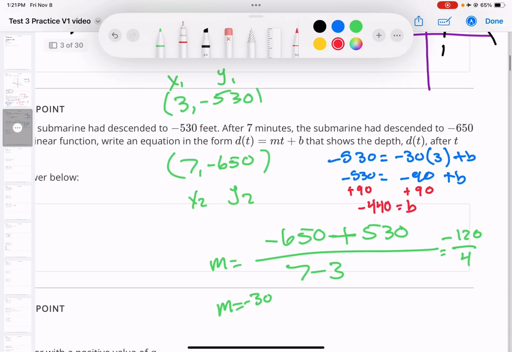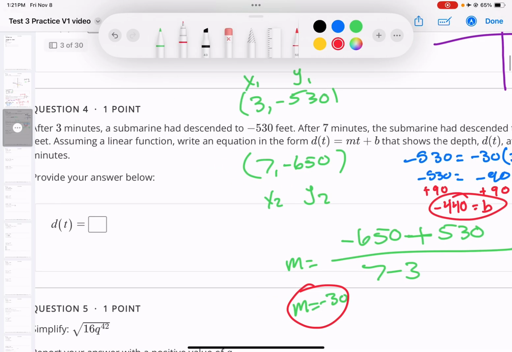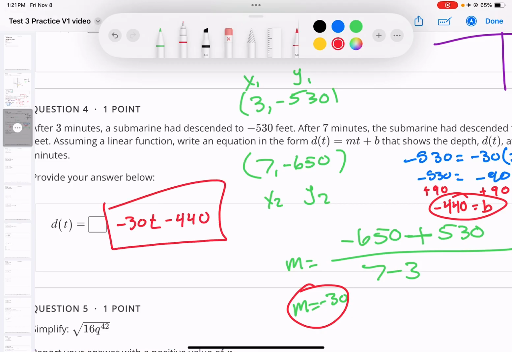So now we have our m and our b. So remember it is in terms of t, not x. So just be careful of that. My slope, so I got negative 30t minus 440. Just want to plug it in.